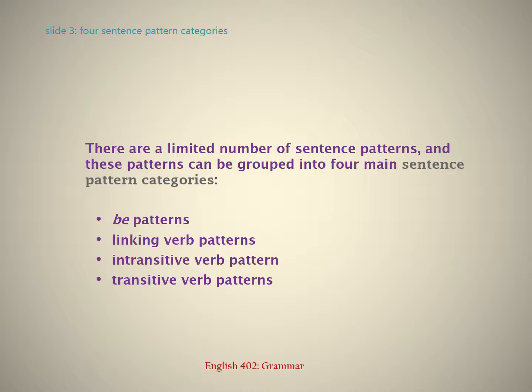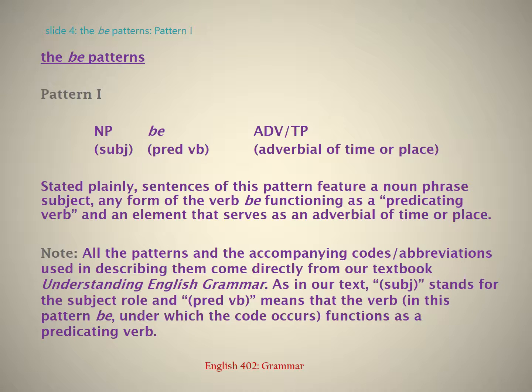There are a limited number of sentence patterns, and these patterns can be grouped into four main sentence pattern categories: be patterns, linking verb patterns, intransitive verb pattern, transitive verb patterns. The be patterns. Pattern 1.